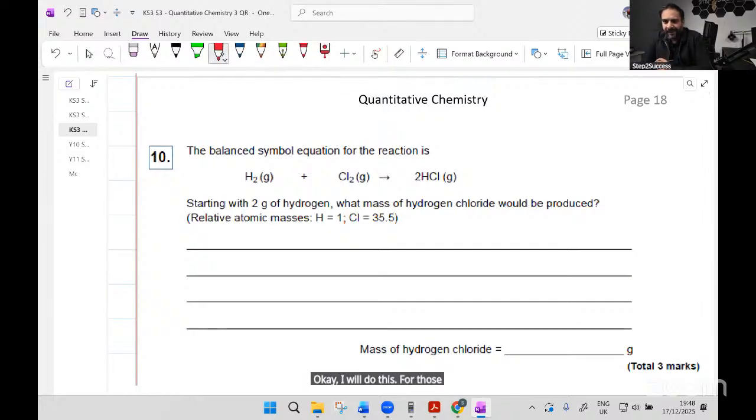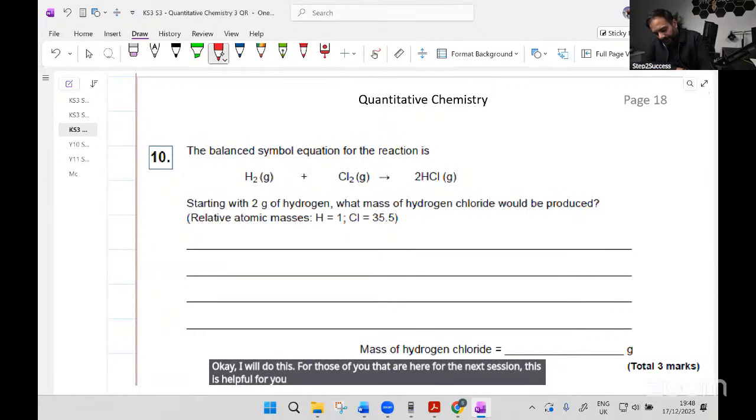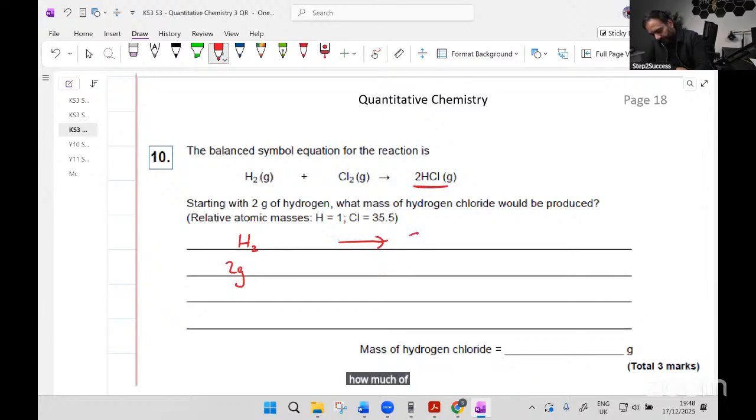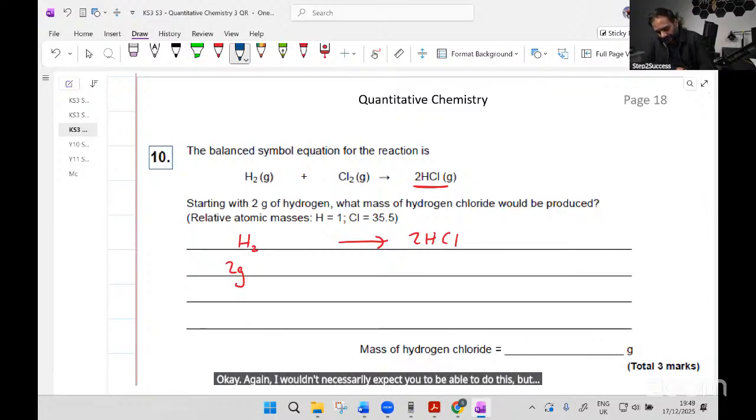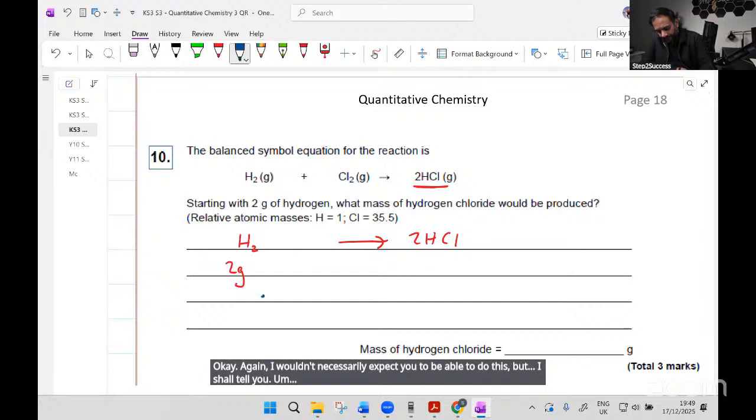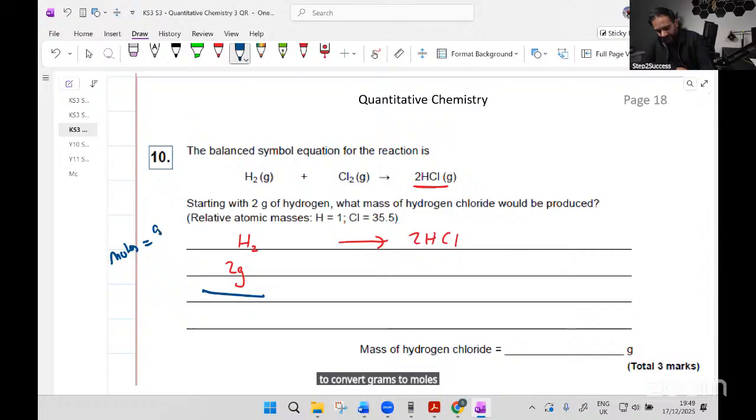For those of you that are here for the next session, this is helpful for you. The question said, if I start with 2 grams of hydrogen, how much of this hydrogen chloride do I make? Again, I wouldn't necessarily expect you to be able to do this, but I shall tell you. What you have to do is convert this to moles. To convert grams to moles, you take the mass in grams and divide by the relative formula mass of hydrogen, or H2, which is 2, which means that is 1 mole.